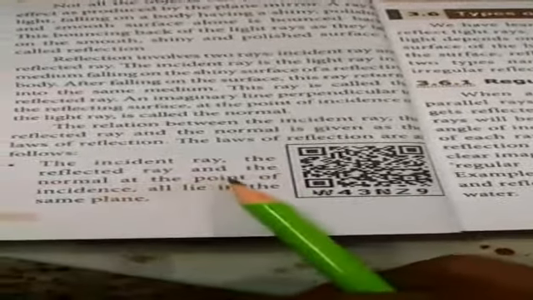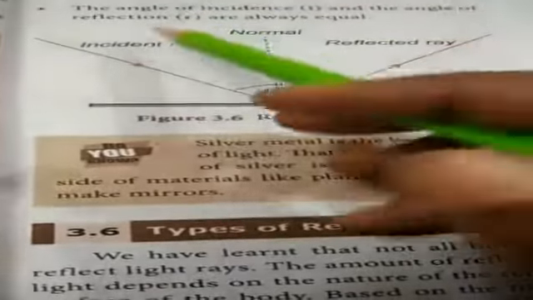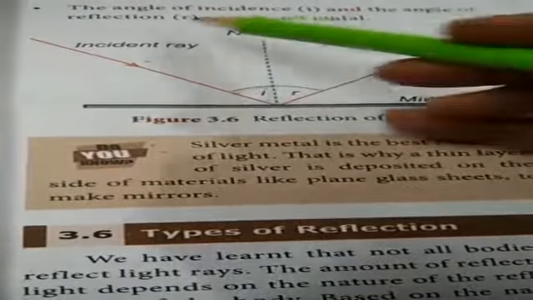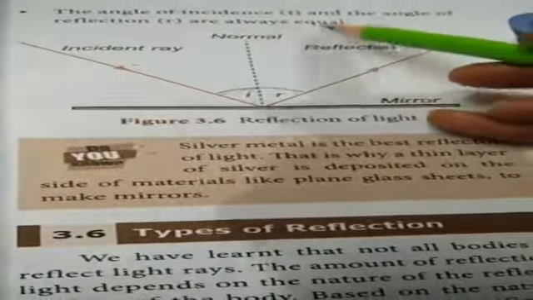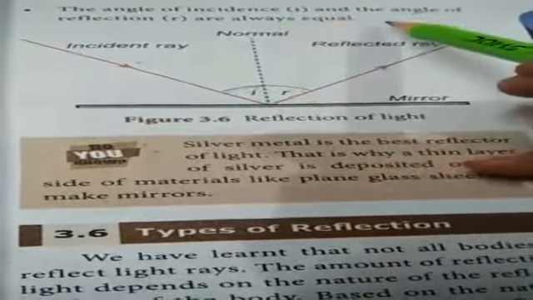The incident ray, the reflected ray and the normal at the point of incidence all lie in the same plane. So when you consider these three, incident ray, reflected ray and the normal, they all lie in the same plane. This is the first law of reflection. Second one, the angle of incidence i and the angle of reflection r are always equal.